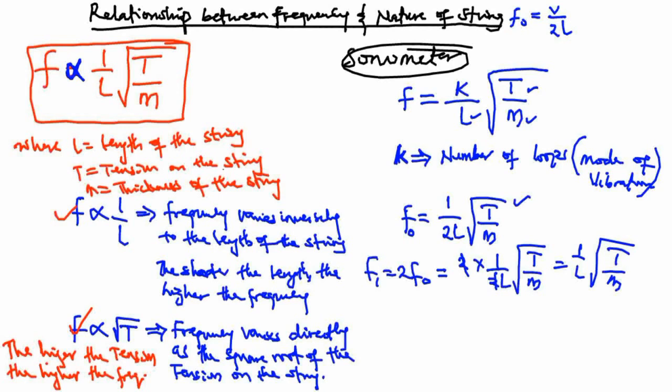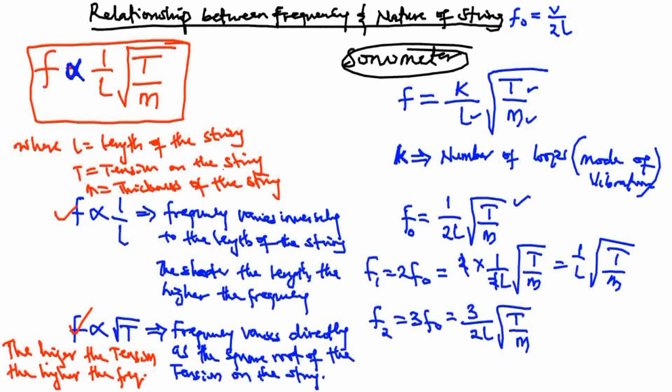Okay, so f2 will now be 3 f naught, just like we did before. 3 f naught is equal to, now multiplying 3 times 1, 3 over 2L, then the square root of T over M. And so on and so forth, and we'll continue to move like that until we finally get to the end. Okay, so this is basically what it is.